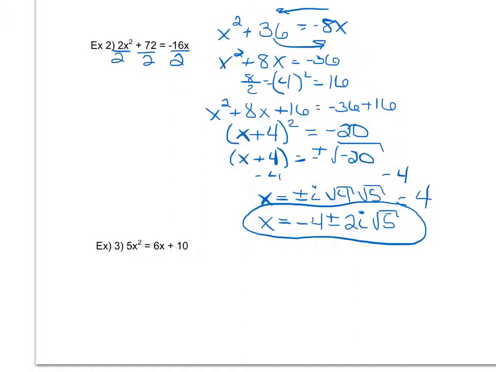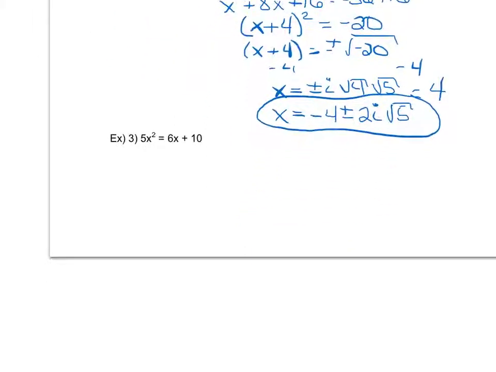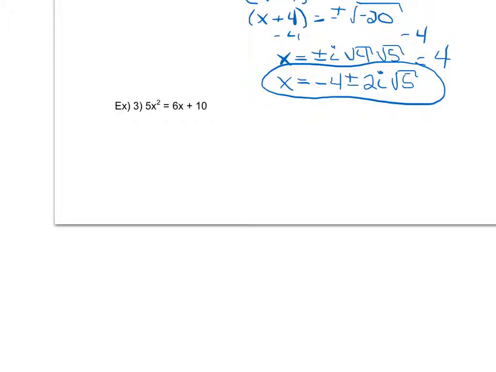And I do want to look at one final one, so please hang on throughout this, because this one we're going to look at what happens if fractions are involved. So once again, first thing I'm going to do is divide everything by 5 to get a coefficient of 1. And I'm going to have x squared equals 6 over 5 x plus 2. I want to move this 6 over 5 x over so my quadratic and linear term are on the same side, so I'll subtract it off of both sides.